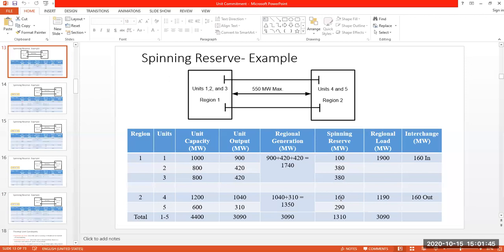So if you subtract, Sir, why are you considering the spinning reserve of the generator that's not available? Okay, sorry, thank you. So only 290 is available. Okay, excellent. So only 290 is available. I mean, you can supply that. So how much remaining?